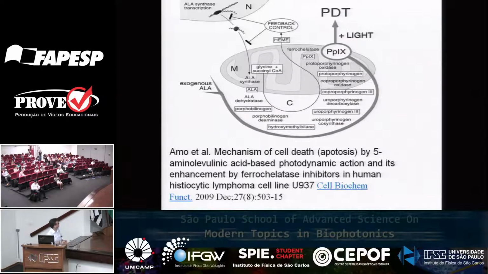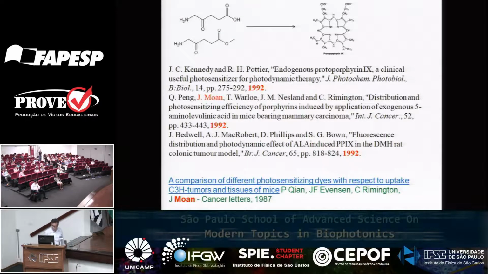So the mechanism of cell death that this causes is apoptosis. I will discuss a little bit more what the meaning of this is in the following slides, but just to give you some information. And so when this started, the year of ALA that really the community got to know this is 1992.